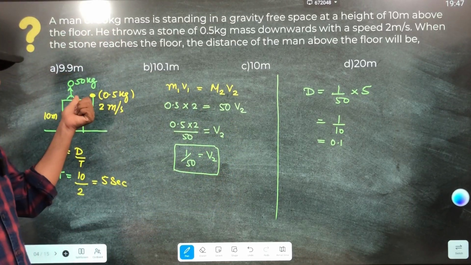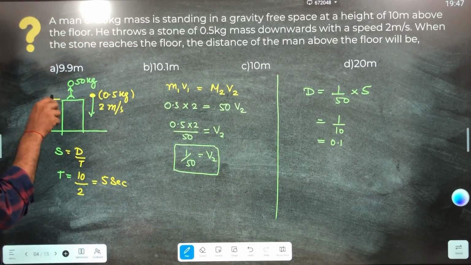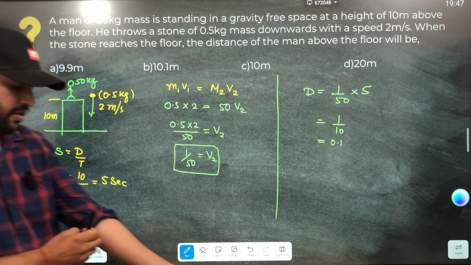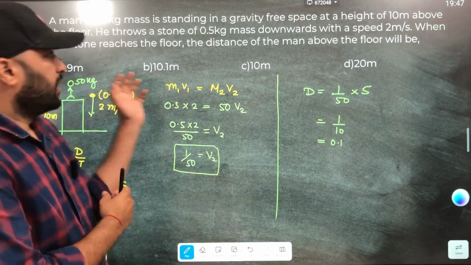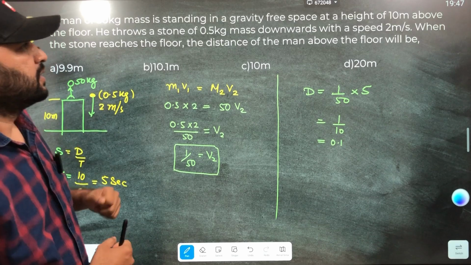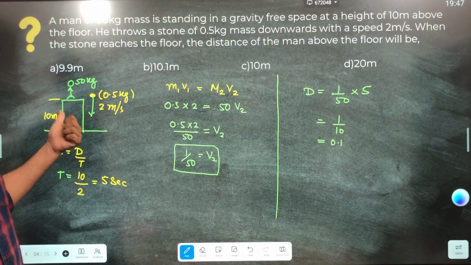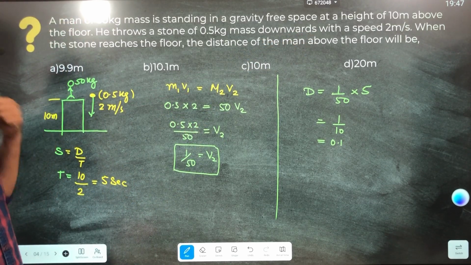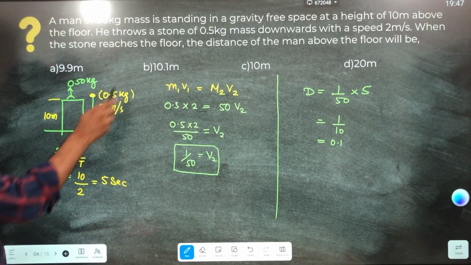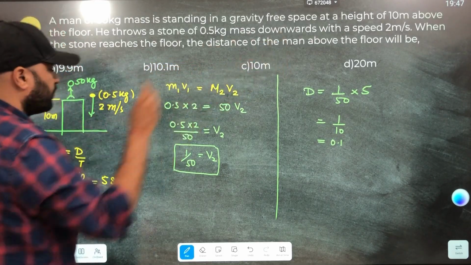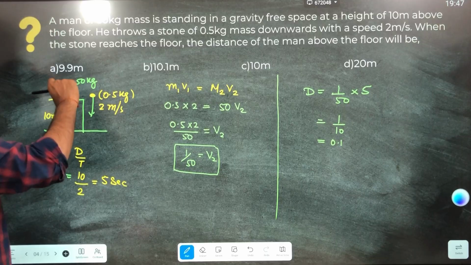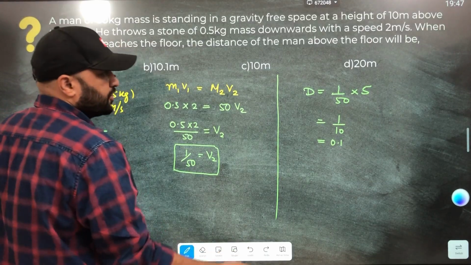Now this is 0.1. This distance is from what? From this point, because it was already on top of this building or this particular height, 10 meter. Okay, so it was 0.1 meter above this particular point. So from the floor, the question is asking the distance of the man above the floor. Above the floor, it will be 10 and 0.1, and that will be how much?